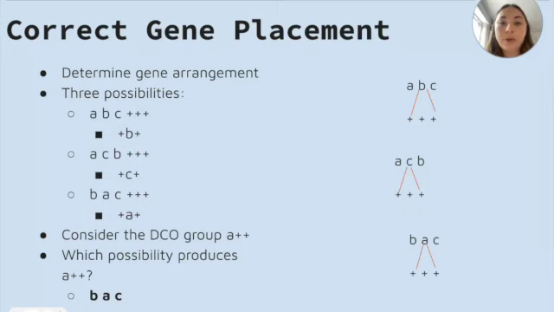Between the three possible arrangements, we must ask ourselves, which possibility will produce A++? Possibility 1 will produce +B+, and possibility 2 produces +C+. Neither match our intended phenotype of A++. However, possibility 3 will produce ++A, which does match our intended phenotype of A++. This reveals that the correct gene placement is BAC.